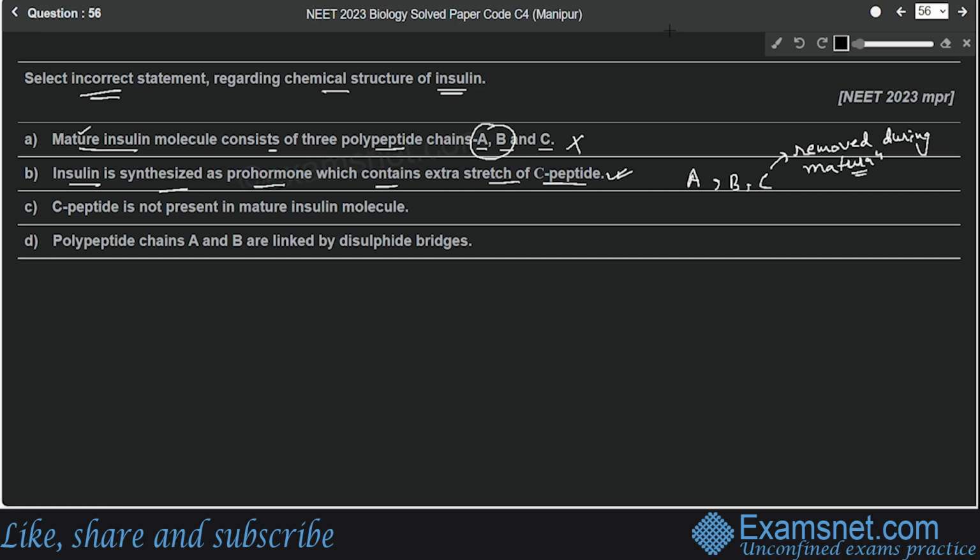Third statement says C peptide is not present in mature insulin molecule. Yes, we have already seen that during the process of maturation, C peptide is removed. Then the last statement says polypeptide chains A and B are linked by disulfide bridges. This is also a correct statement. Okay, these are linked by disulfide bridges. So the only incorrect statement will be the first one. Therefore, option A will be the correct answer.